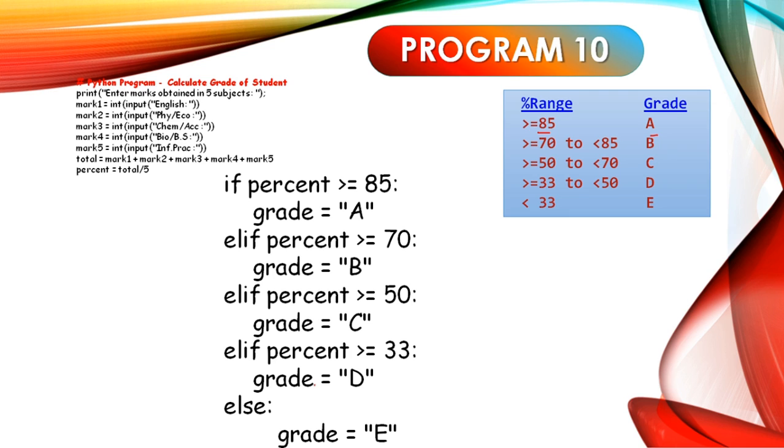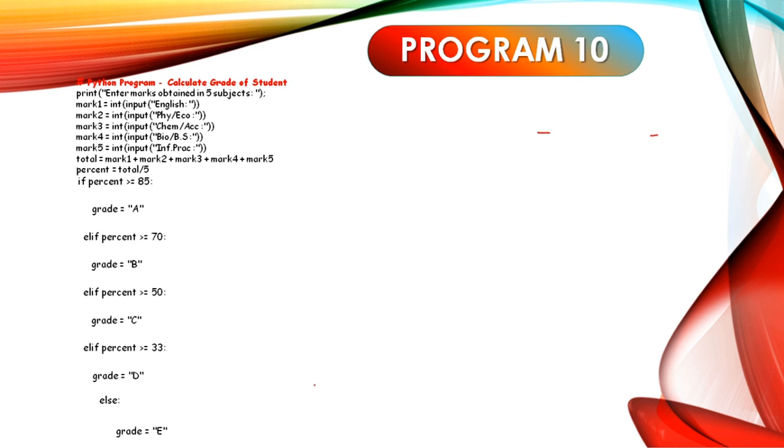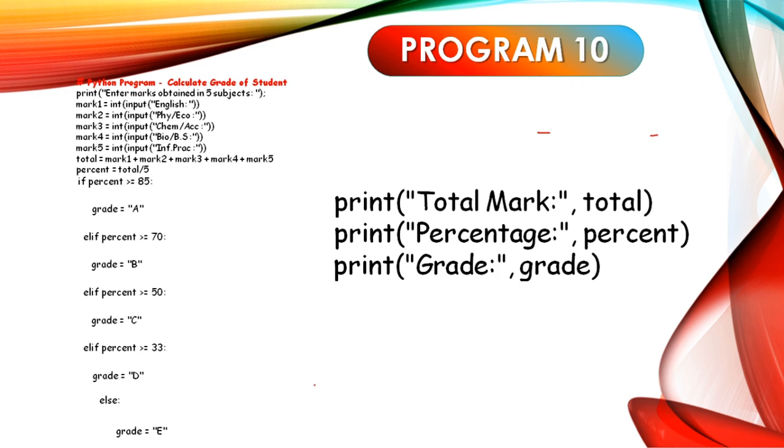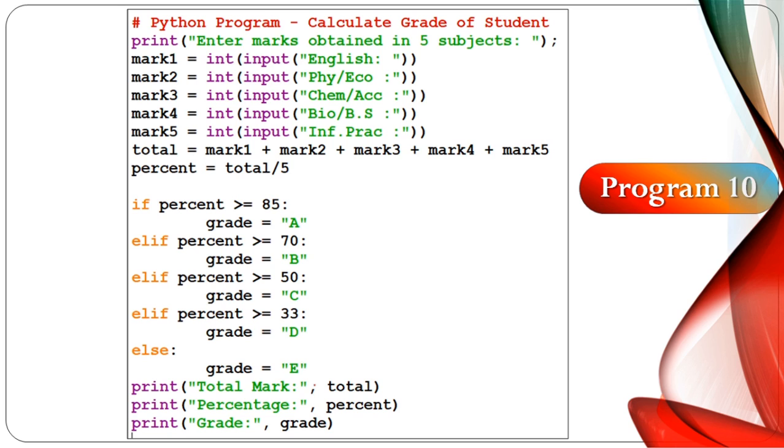Then after that we have to display the total, percentage and grade we have calculated using this program. So we are going to print the total mark, then after that the percentage is displayed, and after that the grade is displayed. The whole program is like this. First we enter marks in 5 subjects, then total and percentage are calculated. After that, according to the conditions, we calculate the grade, then display all the calculations, that is the values of the corresponding variables.